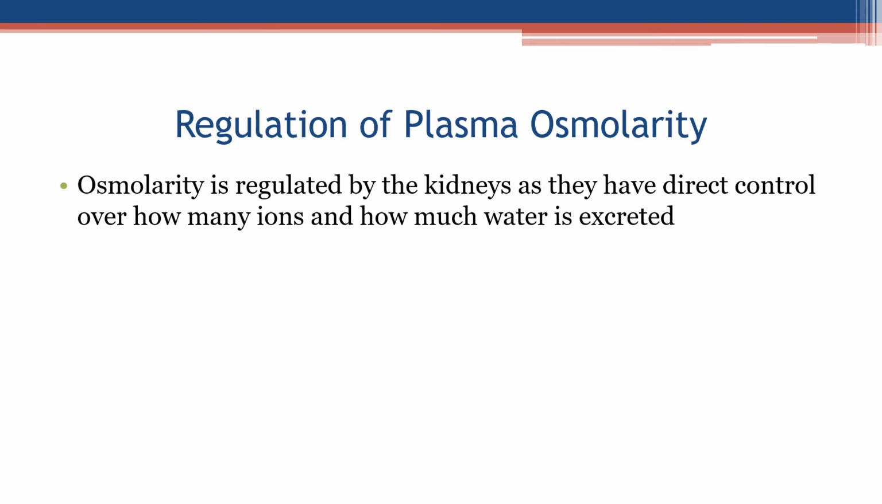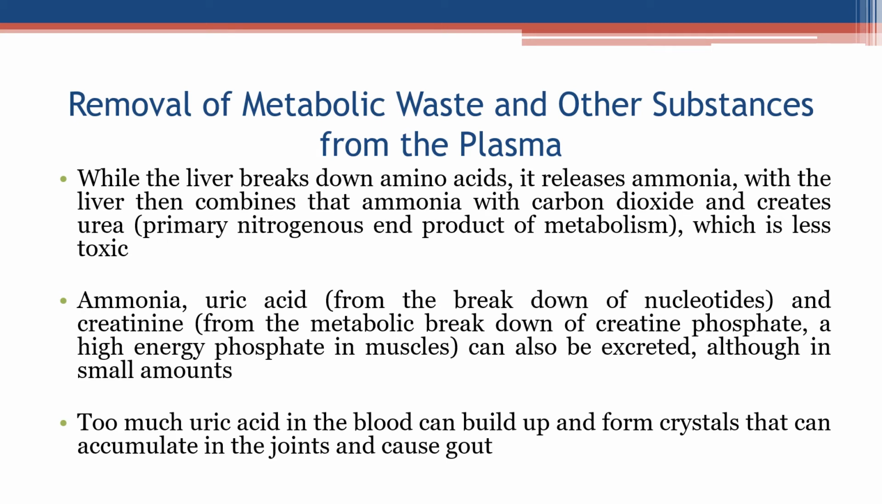Regulation of plasma osmolarity. Osmolarity is regulated by the kidneys as they have direct control over how many ions and how much water is excreted. Removal of metabolic waste and other substances from the plasma. While the liver breaks down amino acids, it releases ammonia. The liver then combines that ammonia with carbon dioxide and creates urea, the primary nitrogenous end product of metabolism, which is less toxic.